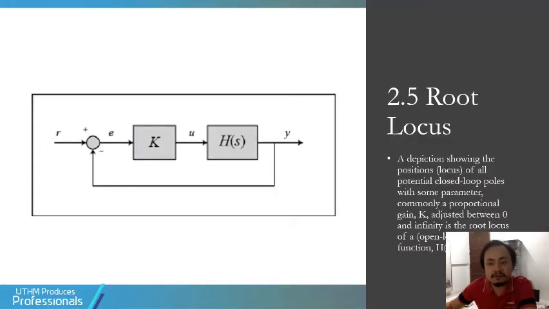So now for root locus. Root locus is a depiction showing the positions, the locus, of all potential closed loop poles with some parameter, commonly a proportional gain K adjusted between 0 and infinity, for an open loop system transfer function.